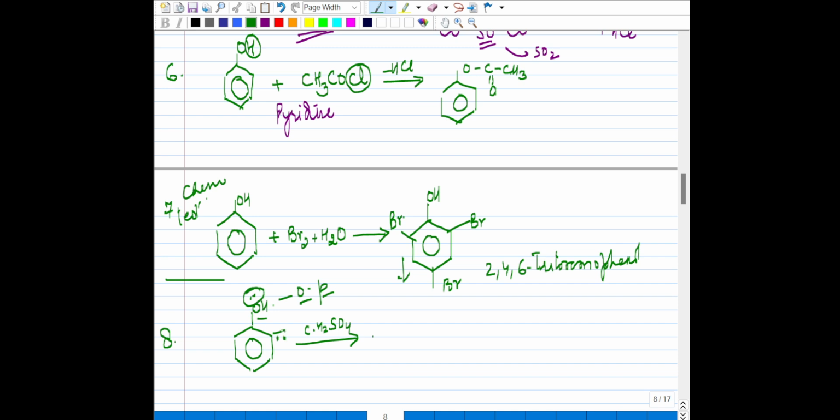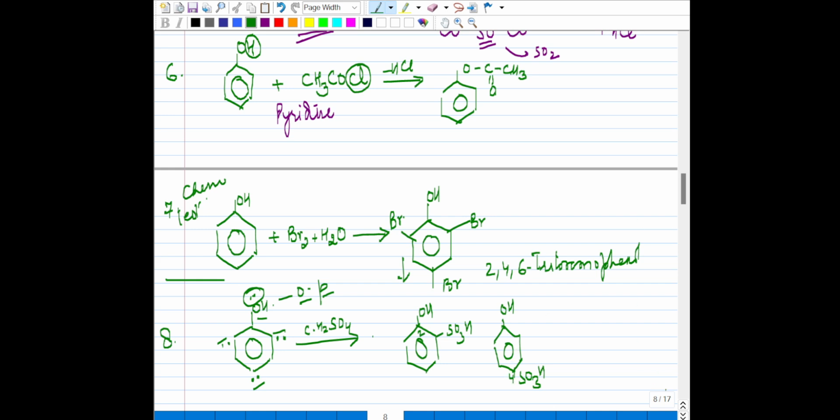There will be electron density available on the ortho position, or it will be available on the para position. So if we have taken concentrated sulfuric acid, then there will be two products. You will get an ortho product and you will get a para product. So you'll get OH with SO3H on the ortho position, and SO3H on the para position. So you get benzene sulfonic acid, with hydroxy on the second position or hydroxy on the fourth position.